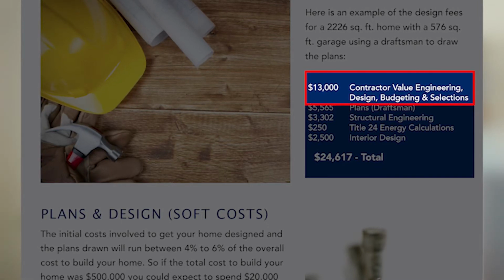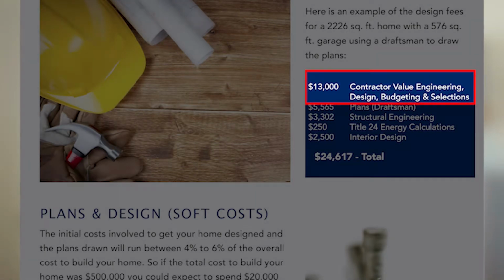And what is that? That is us, or your design build contractor, working with the draftsman or your architect and your engineers and your Title 24 guy to get that package put together that would then go to the city planning department or county planning department. And that's going to cover all their time working with them, as well as the actual bidding process, from start to finish.